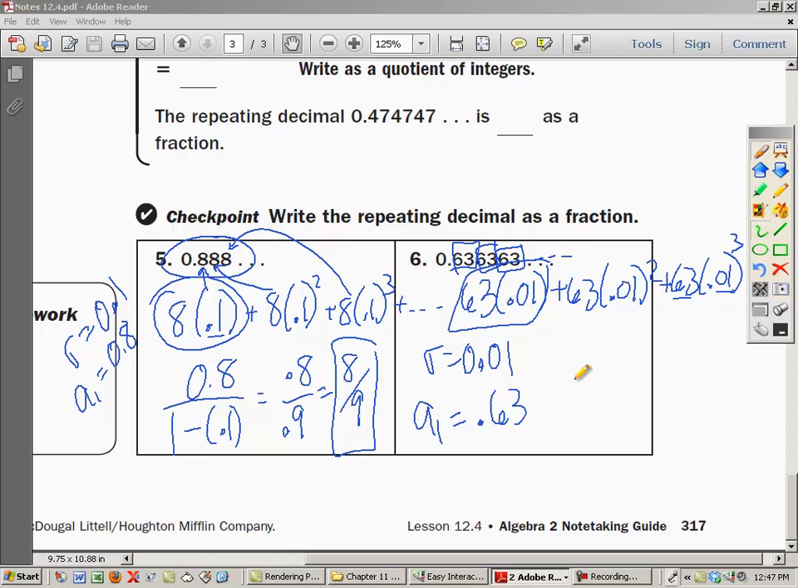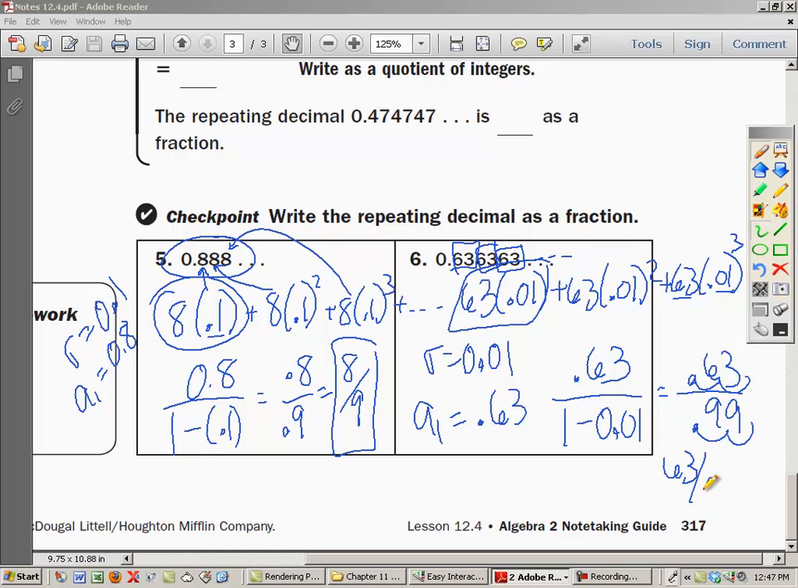All right? And so this is 0.63 over 1 minus 0.01. Well, as you can imagine, the bottom is 0.99. On top, we have 0.63. Okay, multiply both of these by 100, and you get 63 over 99. Those numbers are both divisible by 9. 9 goes into 63 7 times. 9 goes into 99 11 times. And so 7 over 11, 7/11 is the same thing as 0.63 repeating. So that concludes your lesson on 12.4.